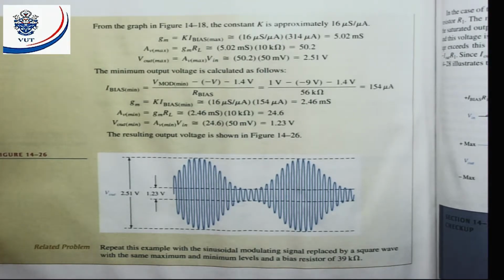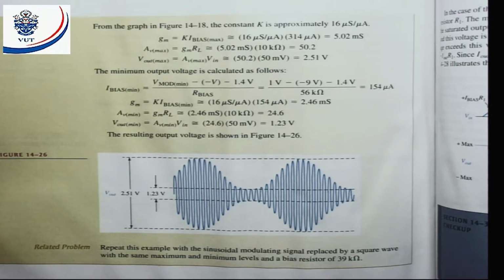All right, from the graph in figure 14.18, the constant K is approximately 60 microsiemens per microamp. We use the same constant. And then I can calculate GM. GM is K times I bias, and that will give me 5.02 millisiemens. Then I can calculate my maximum voltage gain, which is equal to my GM value times RL. RL was 10 kilo ohms, and that will give me 50.2. Then my output maximum will basically be the gain times my voltage, and that will give me 2.51 volts. All right. That is now for the maximum value.